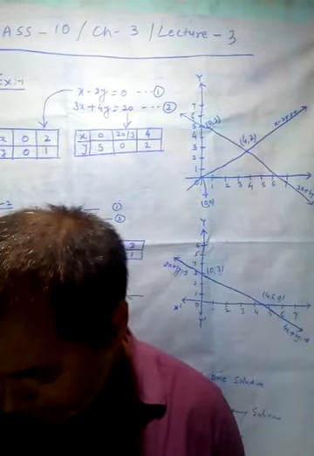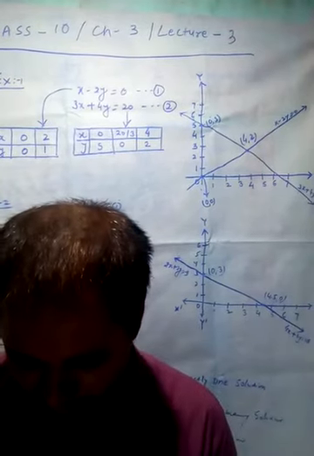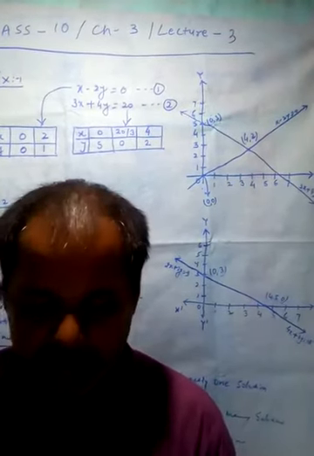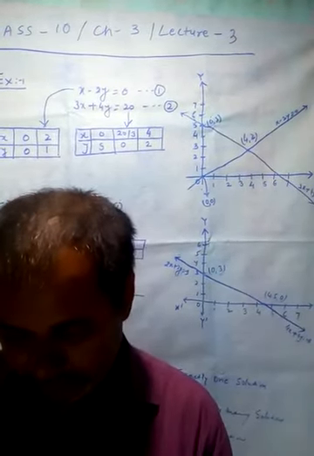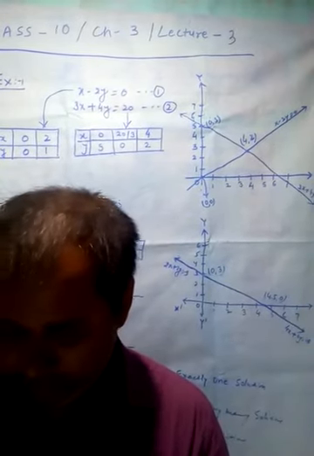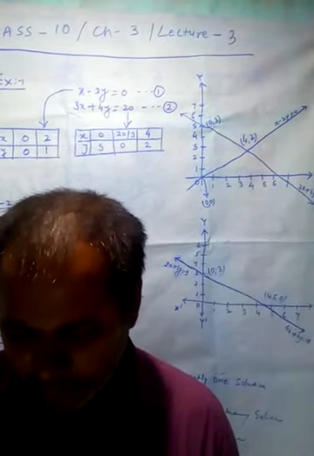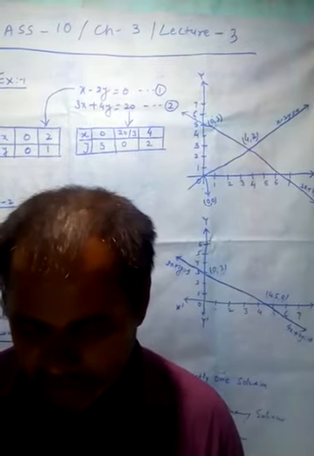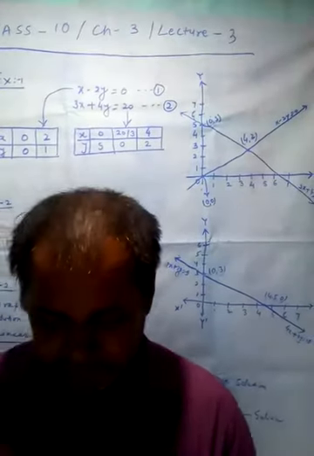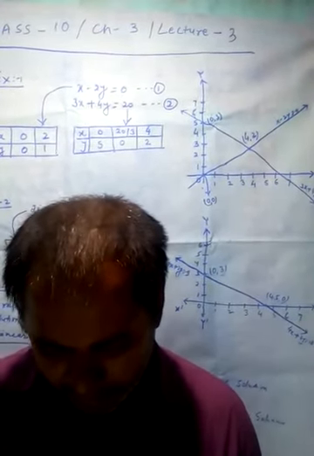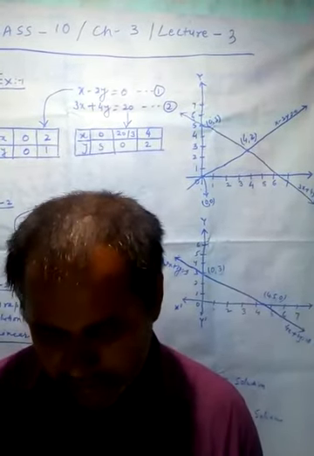We can now summarize the behavior of lines representing a pair of linear equations in two variables and the existence of solutions as follows. Number one, the lines may intersect in a single point. In this case, the pair of equations has a unique solution, a consistent pair of equations. Number two, the lines may be parallel. In this case, the equations have no solution, an inconsistent pair of equations.